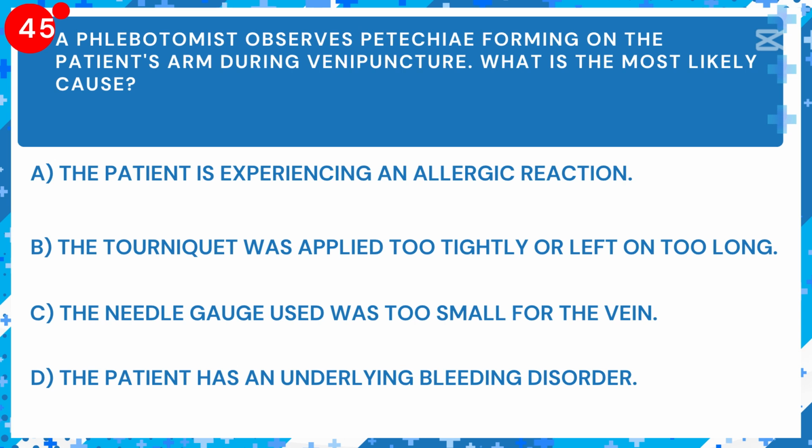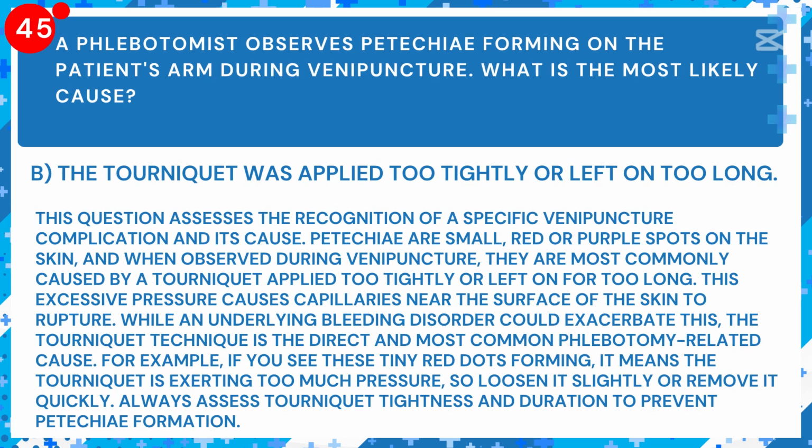Question 45. A phlebotomist observes petechiae forming on the patient's arm during venipuncture. What is the most likely cause? A. The patient is experiencing an allergic reaction. B. The tourniquet was applied too tightly or left on too long. C. The needle gauge used was too small for the vein. D. The patient has an underlying bleeding disorder. Answer: B. The tourniquet was applied too tightly or left on too long.